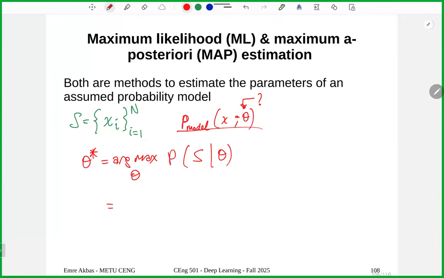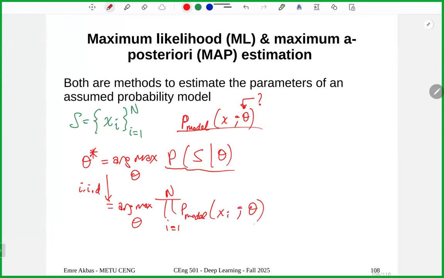But in order to work with this, we need to make an assumption, the IID assumption: independent, identically distributed. If I assume that the examples in dataset S are independent and identically distributed, then I can write this probability as a product over all examples, because they are independent. So, the product of p of x_i given theta.